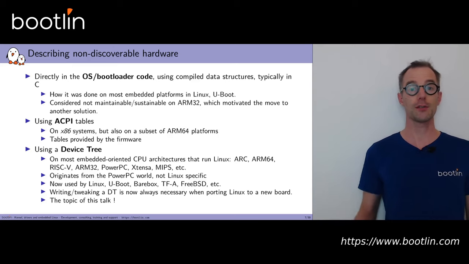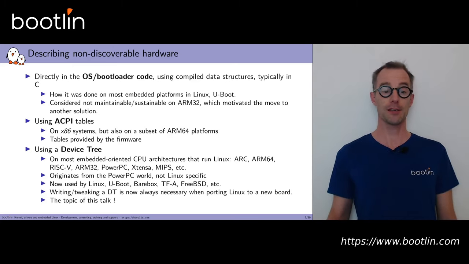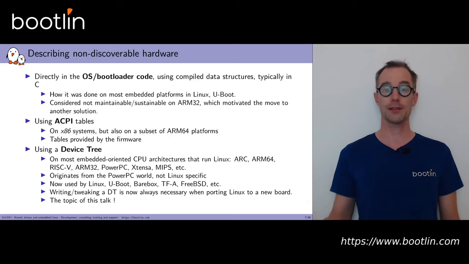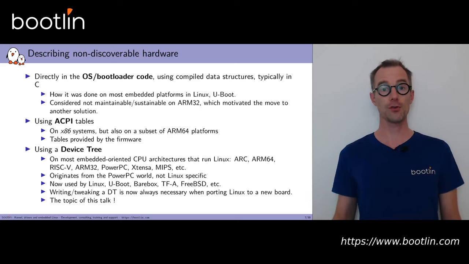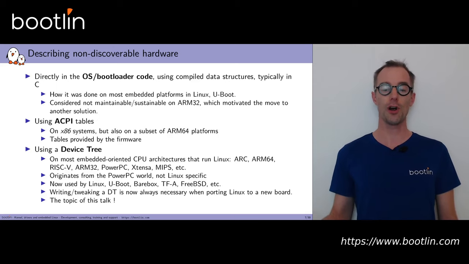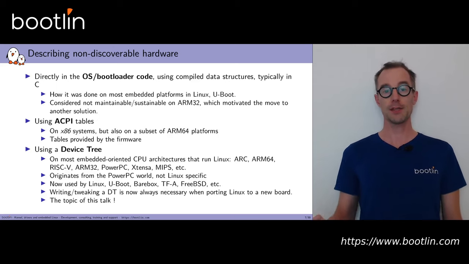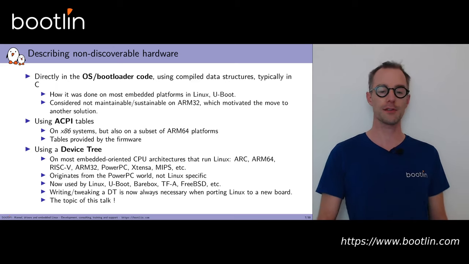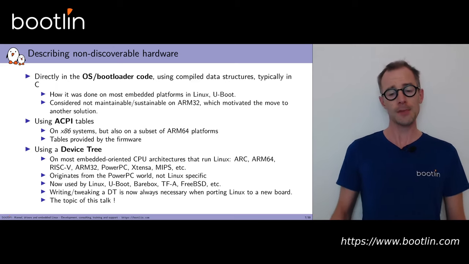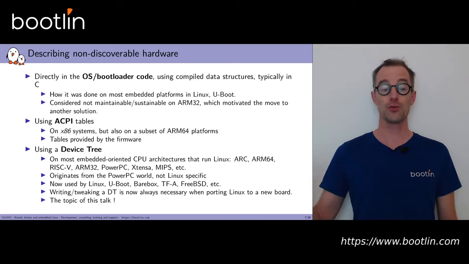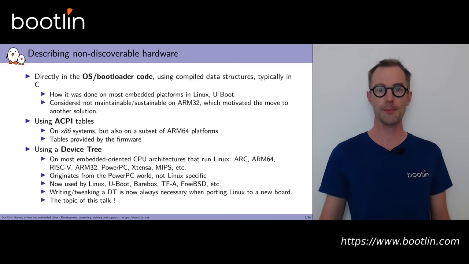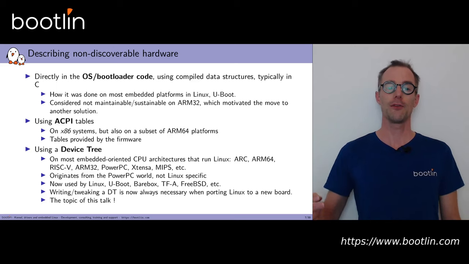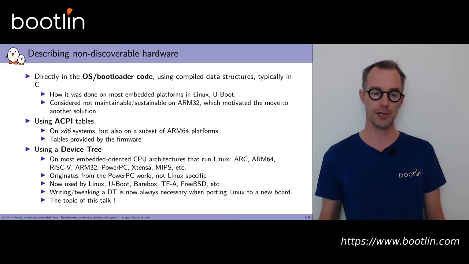Another solution that exists on some platforms is ACPI tables. This is the widely used solution on x86 systems, but it is also now available on a few ARM64 platforms. In this case, the ACPI tables are provided by the firmware. So on x86 systems, it would be your BIOS that provides those tables to the bootloader and to the operating system. And those tables describe the non-discoverable aspects of the hardware.